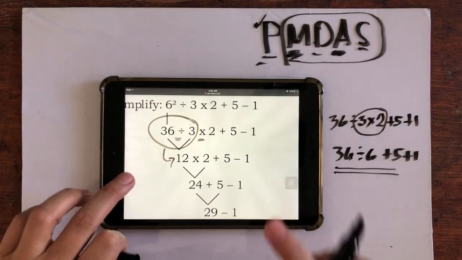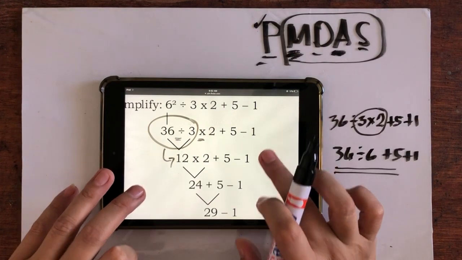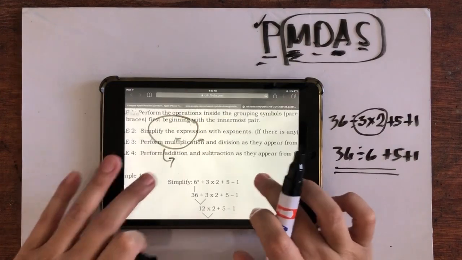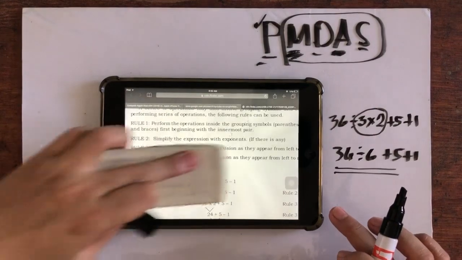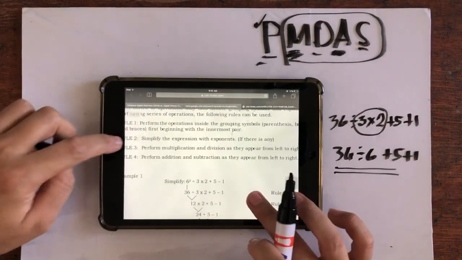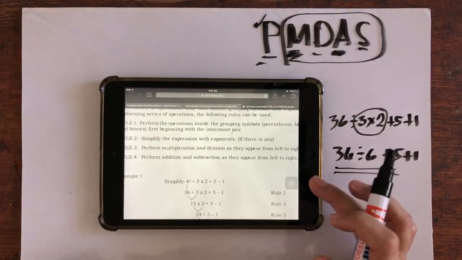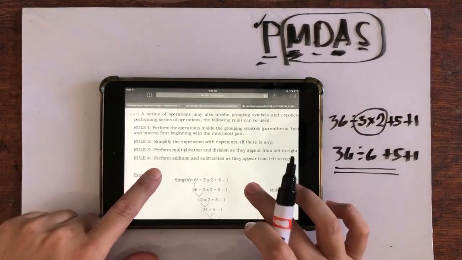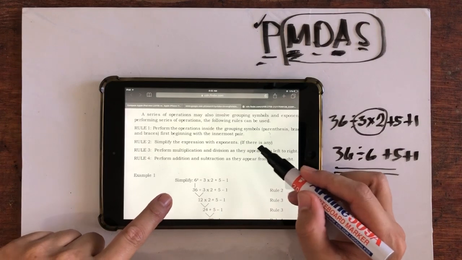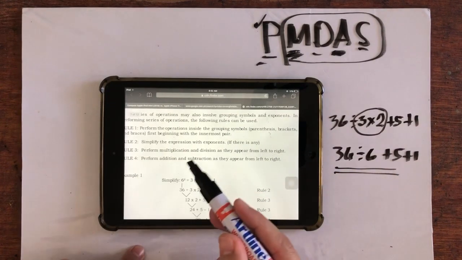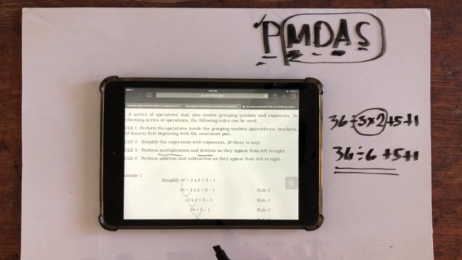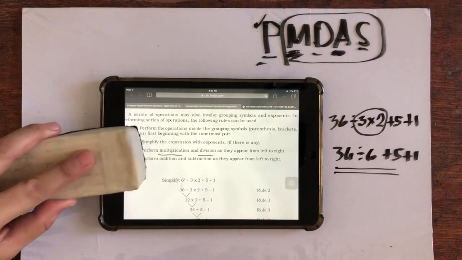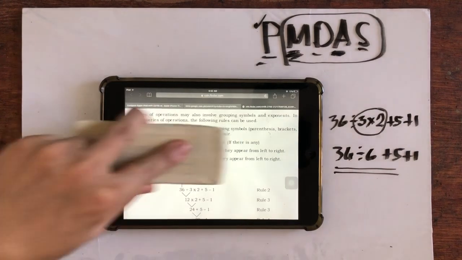So, gaya nga ng sinasabi natin, we follow the rule, di ba? Ayan yung sabi, oh. Sa rule number 2, simplify the expression with exponents if there are any. And then, sa rule number 3, perform multiplication and division as they appear from left to right. Okay? Uunahin mo yung multiplication compared sa division kung nauna yung multiplication. Pero, kung mauuna naman yung division, uunahin mo ang division. Di ba? Medyo tricky. Pero, that's how it works.